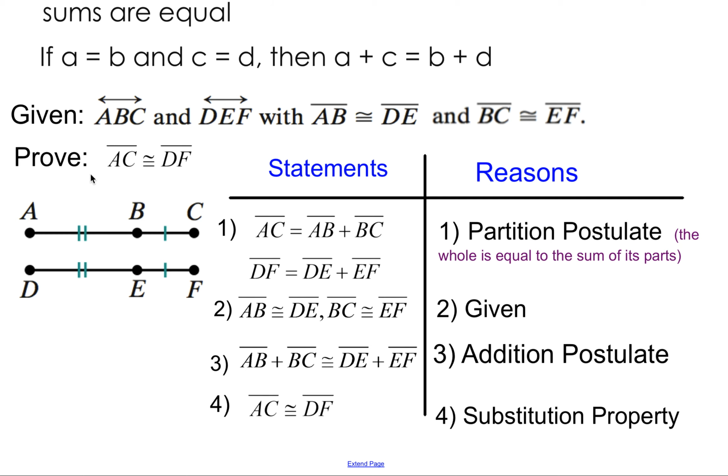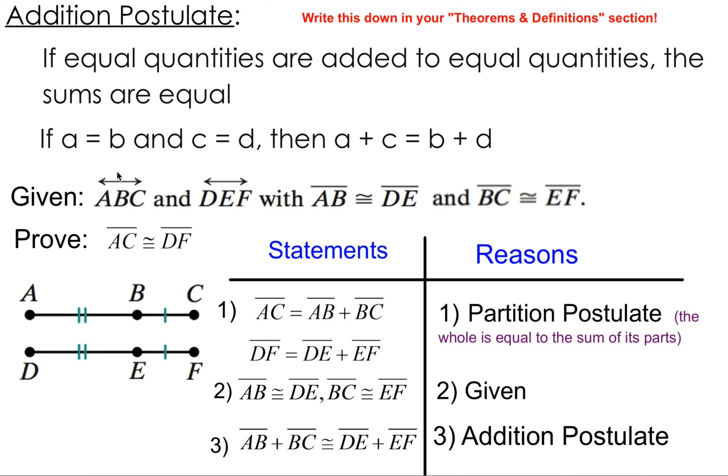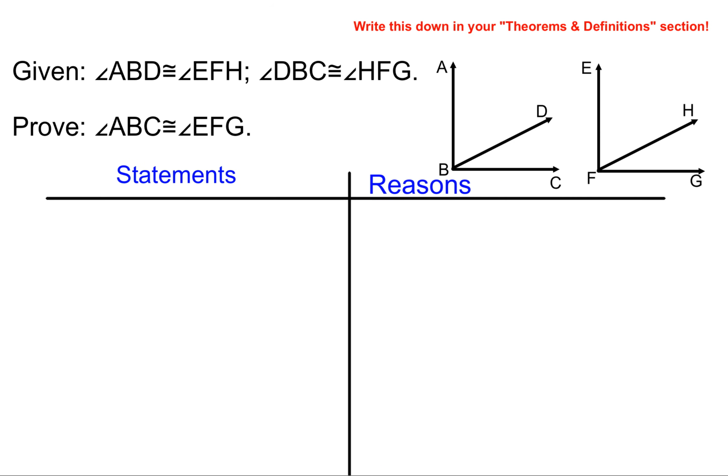Let's take a look at the application of the addition postulate and the partition postulate, not with line segments, but with angles. So here we go. It says given angle ABD is congruent to angle EFH. So one more time, we are going to draw these nice arcs here. And it's saying that angle DBC is congruent to angle HFG. In other words, these two angles are equal to each other. Maybe I shouldn't be using yellow, maybe yellow is a little too bright.